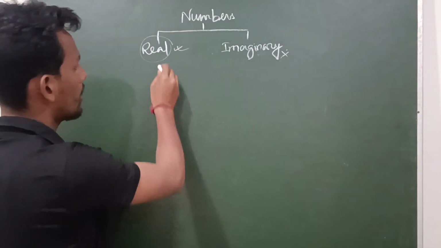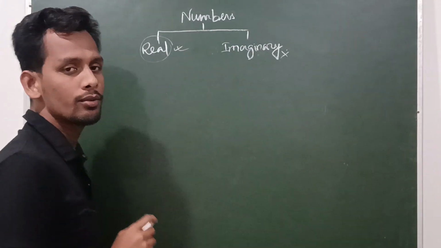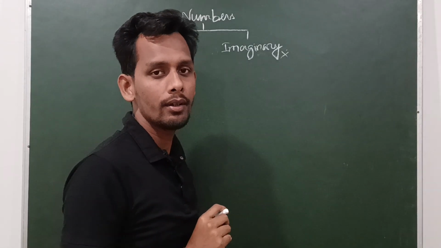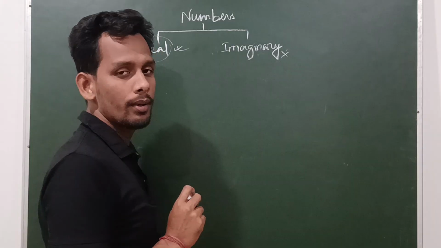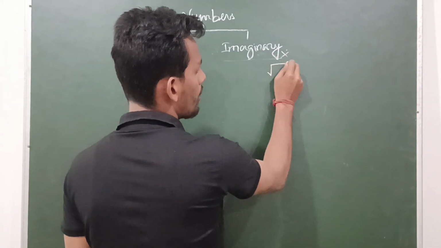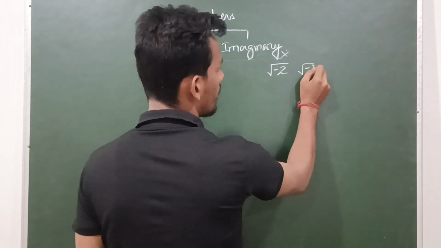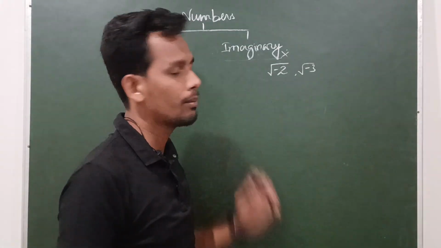Okay, we will learn all the numbers under the branch of real numbers. Real numbers are those numbers which you can use to calculate or count anything. What are imaginary numbers? Like square root of -2, square root of -3. These are the imaginary numbers.